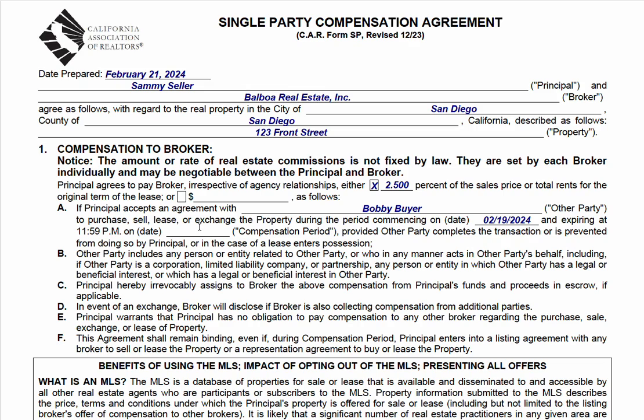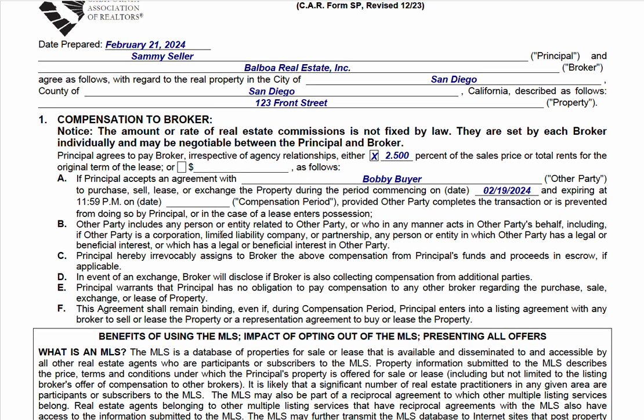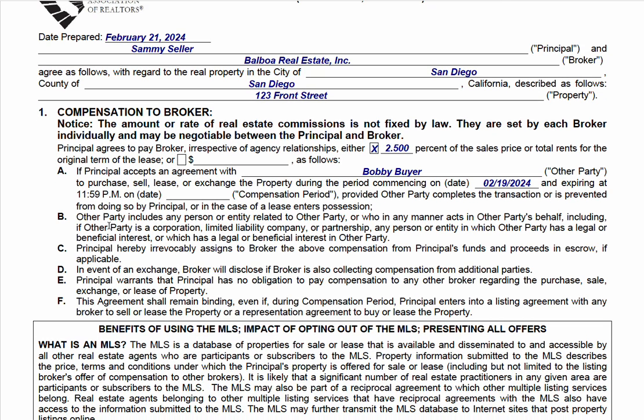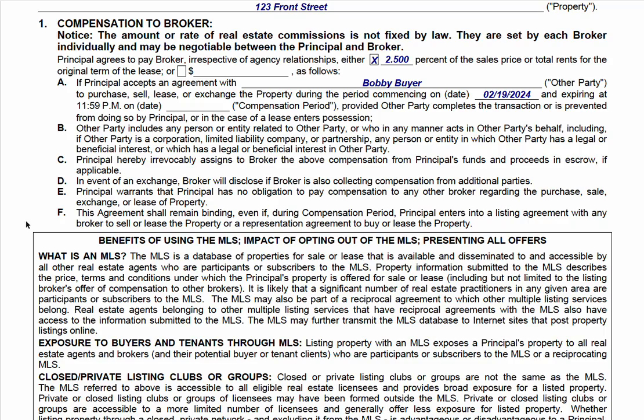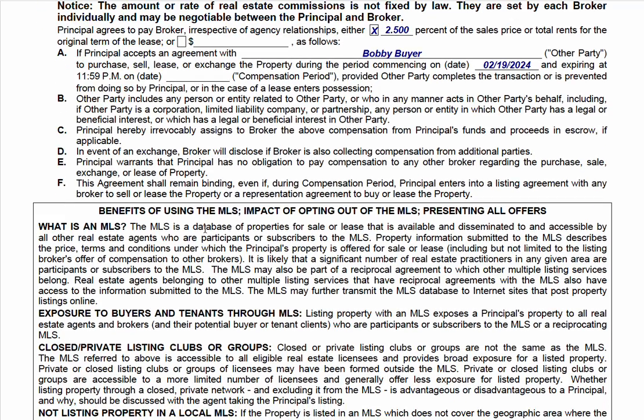But same with the listing agreement. Always make sure you have a start and finish date, or else the form can be unenforceable. And then it basically just says a definition for other party, and that the principal is obligated to pay the compensation. Now, it's binding, of course. And that's it. I mean, that's the meat of it.